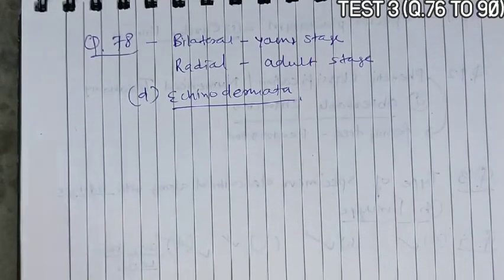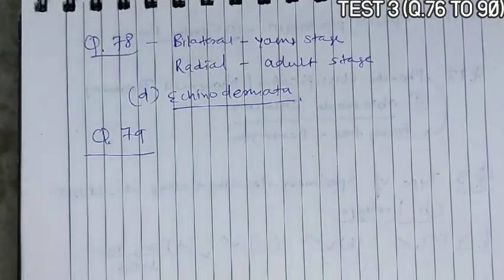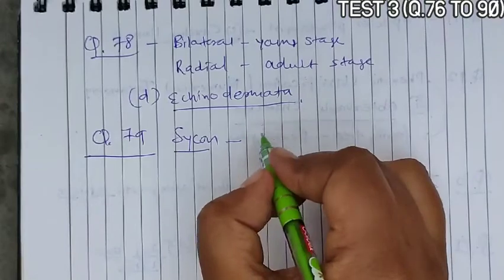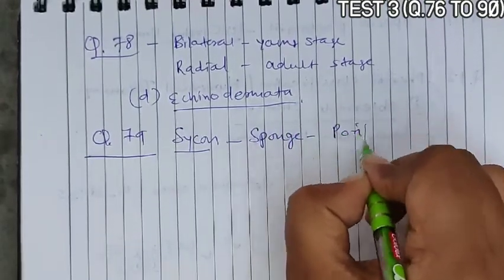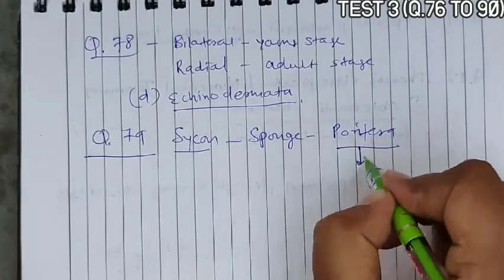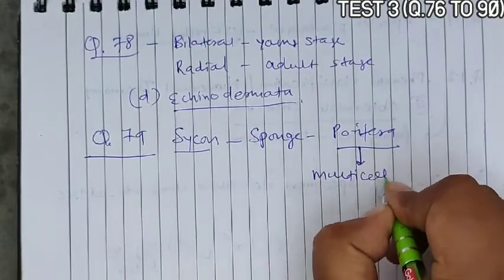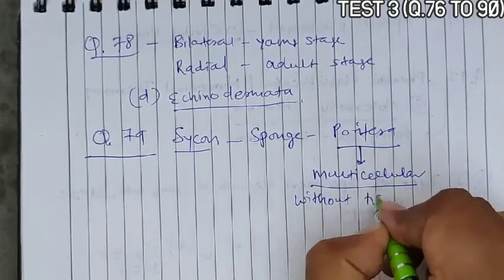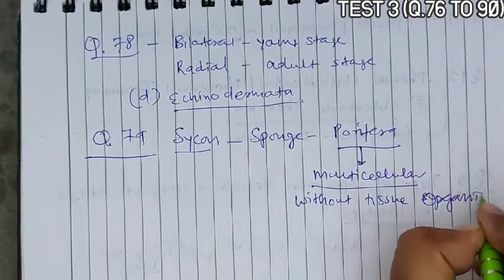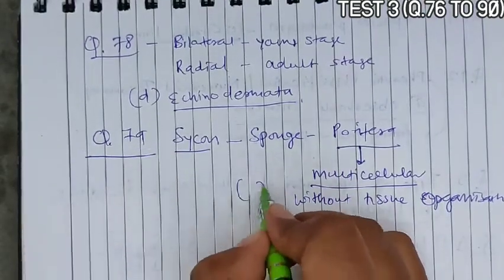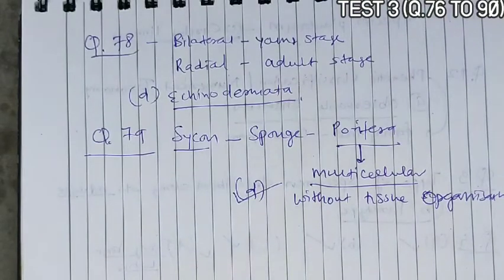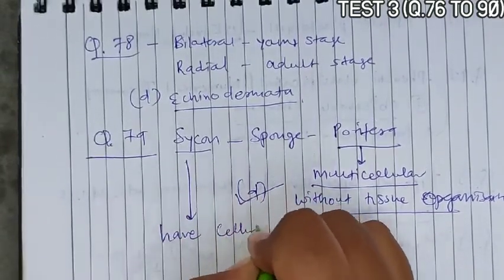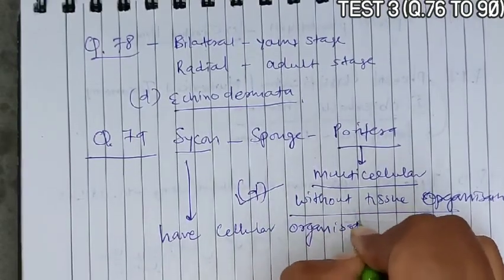Next is question 79. Question 79 asks that Scypha belongs to a group of animals which is best described as. Now you know that it is a type of sponge that belongs to phylum Porifera. Porifera is multicellular, but it has a loose tissue organization, so they do not have a proper tissue organization. So option D becomes the correct answer, that they are multicellular without any tissue organization because they have cellular organization. So D is the correct answer.